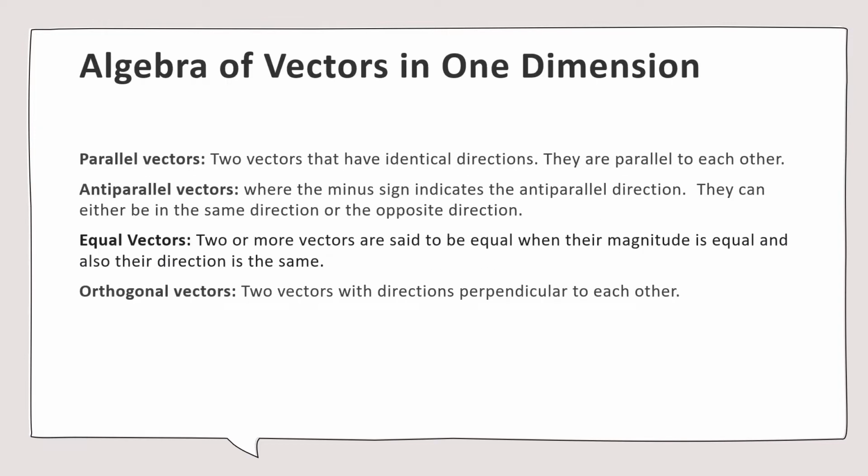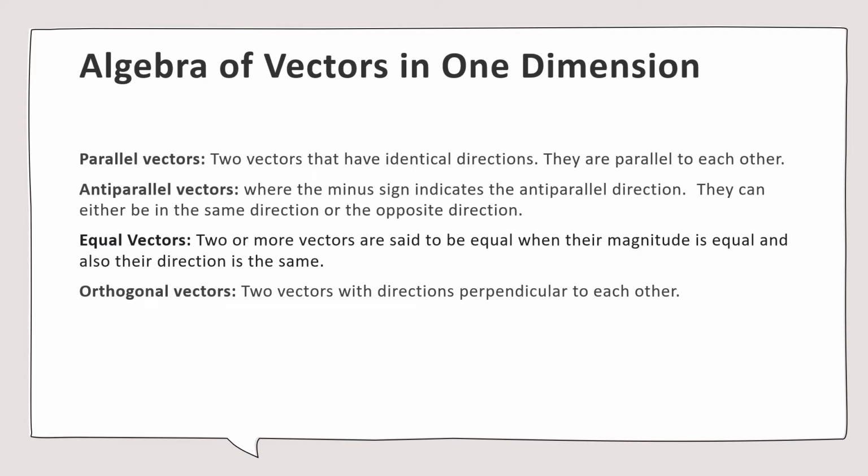Algebra of vectors in one dimension. Parallel vectors: two vectors that have identical directions are parallel to each other. Antiparallel vectors, where the minus sign indicates the antiparallel direction. They can either be in the same direction or the opposite direction.